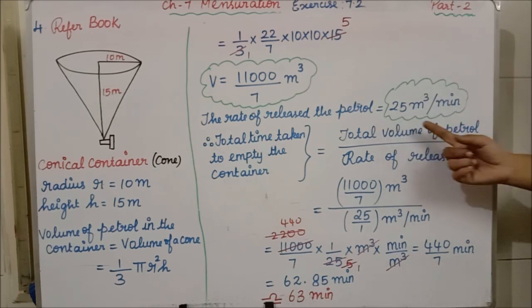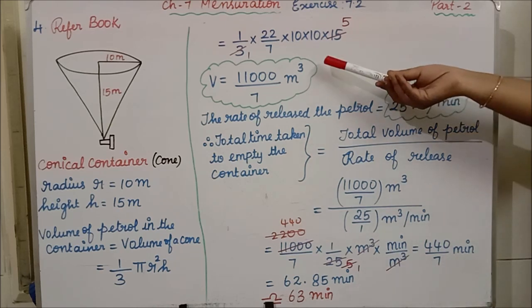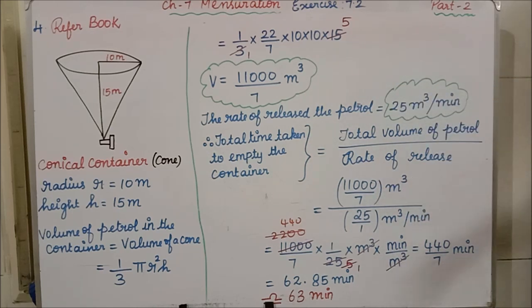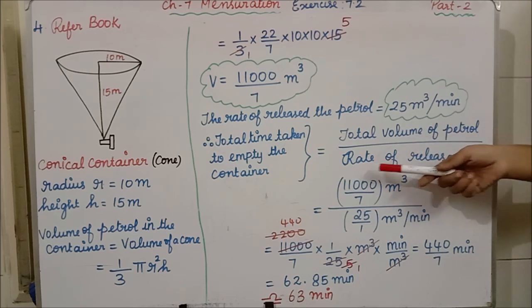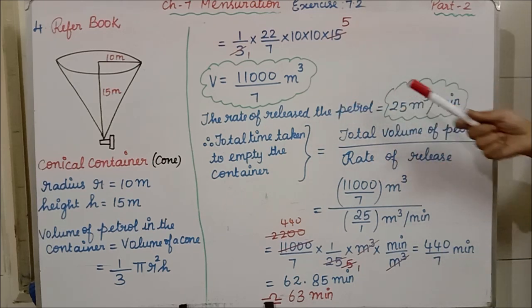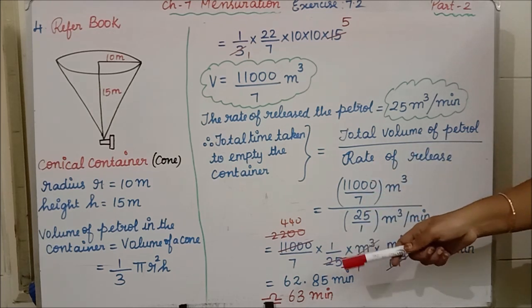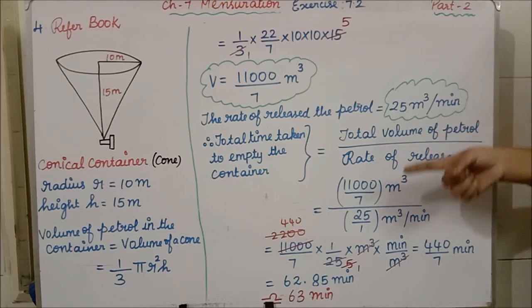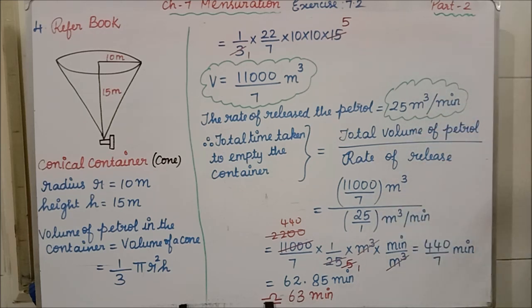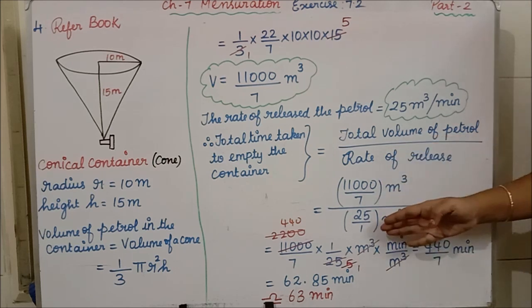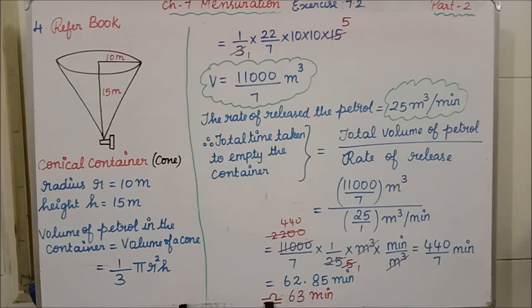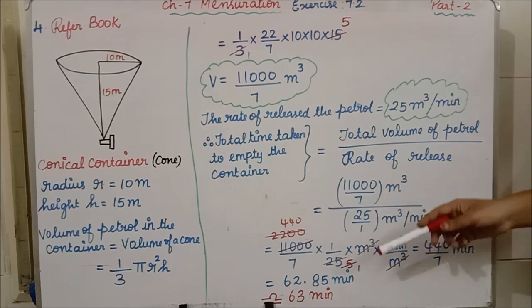So the total volume of the petrol we have got is 11,000 by 7 meter cube, divided by the rate of release. What is the rate of release? 25 meter cube per minute. Now 11,000 by 7 into 25. Since 25 has no denominator, I am considering the denominator as 1. For division, it will become the reciprocal. Isn't it? So 11,000 by 7 into 1 by 25.